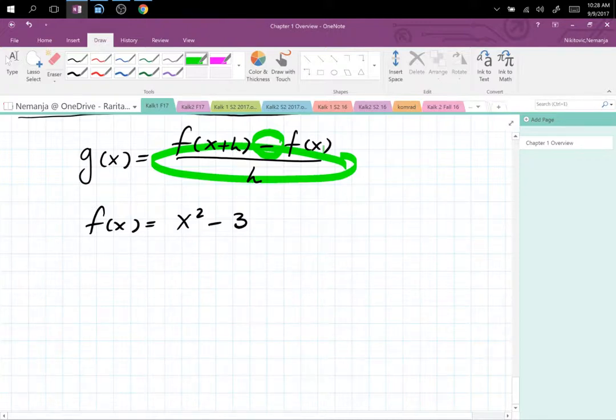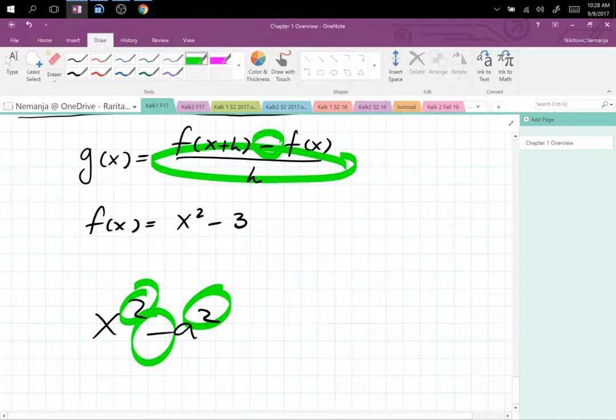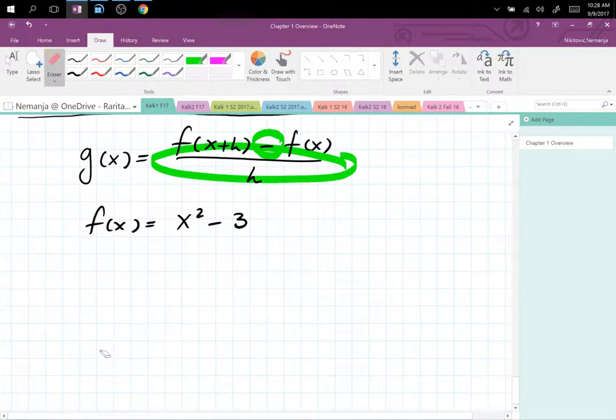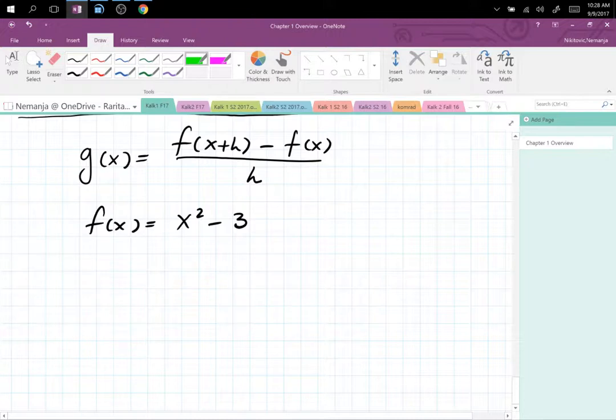Naming convention. Difference quotient. It's the same thing when you see difference of squares. Right? So pay attention to those kinds of things. The names are very closely related to what it actually is. So difference quotient. So what's g of x equal to then?